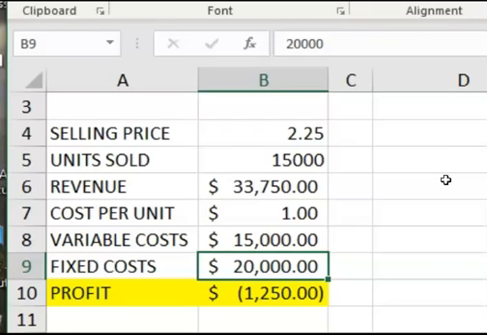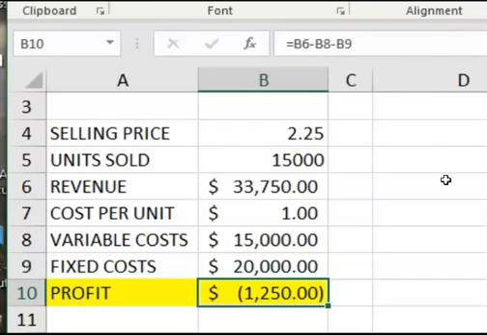Now again, that could be my manufacturing overhead or whatever is in that fixed cost, but it's not going to change. And again, this could be per week or month or whatever. That's not what's important here. It's really the concept. But by selling 15,000 of them at $2.25, I'm losing money. So we've got to fix that, right?